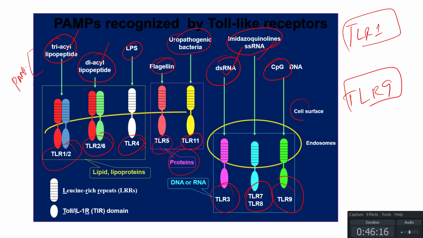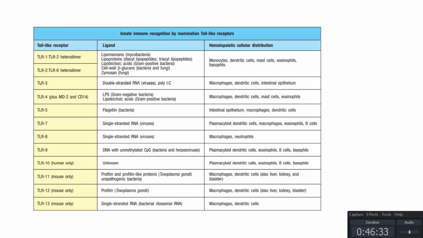So these are cell surface, and these are endosomal. What is the beauty of these TLRs? They can exist both in the outer membrane, and they can also exist inside the cell as well. So these are the different TLRs.